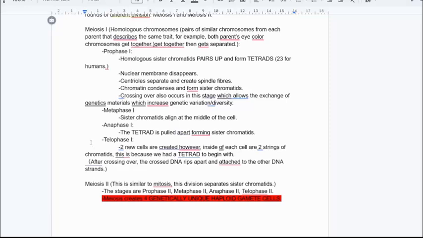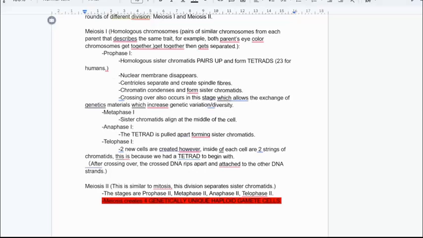But one big difference that occurs in meiosis that does not occur in mitosis is crossing over. This is where the tetrads are formed. But when we split them apart, we can't just split them perfectly, because if we split them perfectly, there's going to be no genetic diversity. And what does that mean? That means you and your sister and your brother are going to be completely identical except for gender.